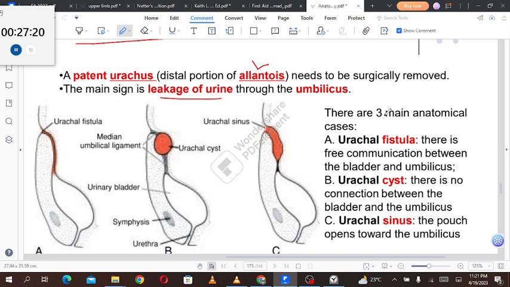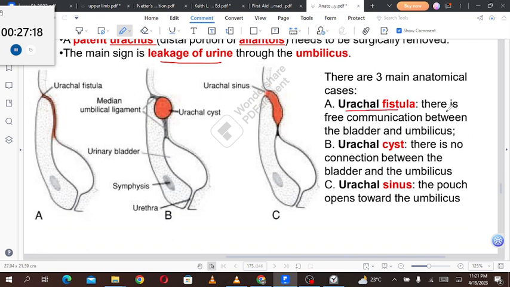There are three main anatomical causes. First one is urachal fistula. There is free communication between the bladder and the umbilicus. So the fistula is very dangerous. The bladder and the umbilicus are freely connected. There is a patent tube, and the urine can flow from here outside through the umbilicus.